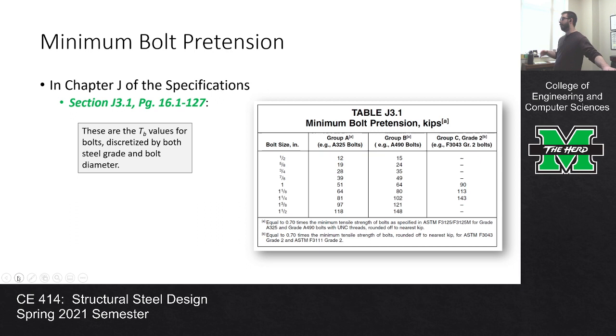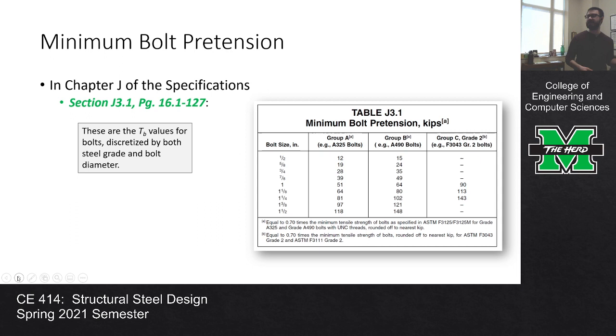The bolt pretension, you can find that in Table J3.1. Just so everybody's aware, I hope that you all are following along with me in the manual. This is on 16.1-127. Like I said, we're going to be spending a fair amount of time in Chapter J, so you ought to try and turn the pages with me on this because I want you to follow along.